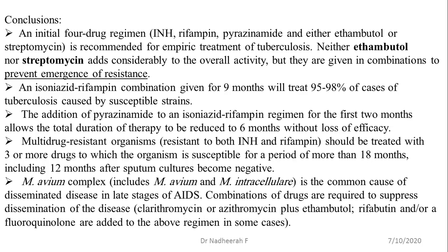Mycobacterium avium complex is the common cause of disseminated disease in late stages of AIDS. A combination of drugs is required to suppress dissemination of the disease. Clarithromycin or azithromycin plus ethambutol, rifampicin, and/or fluoroquinolones are added to the above regimen in some cases.